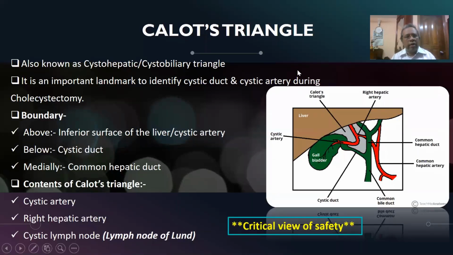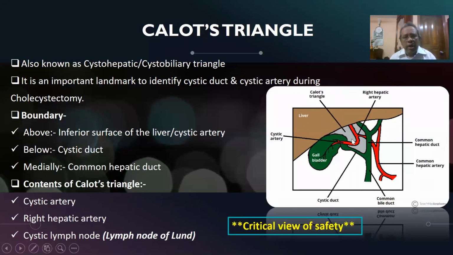This is Calot's triangle. The boundaries of the triangle: if you make a triangle in that manner, above there is the liver, below there is the cystic duct, and medially it is the common hepatic duct. This is the common hepatic duct. So the triangle is called Calot's triangle. Within it, the contents are the cystic artery, and sometimes part of the right hepatic artery may be there. And with the artery, there is always a lymph node.